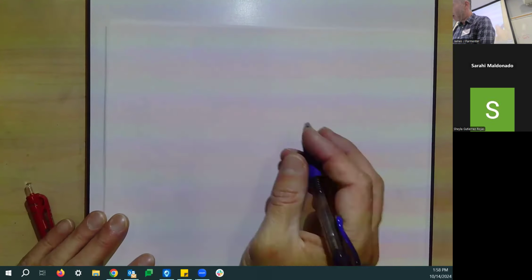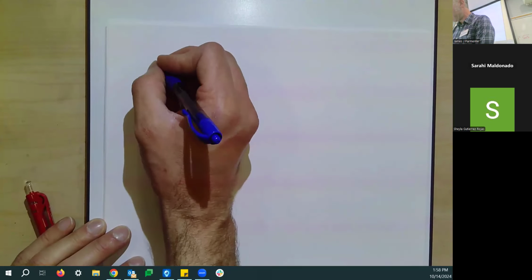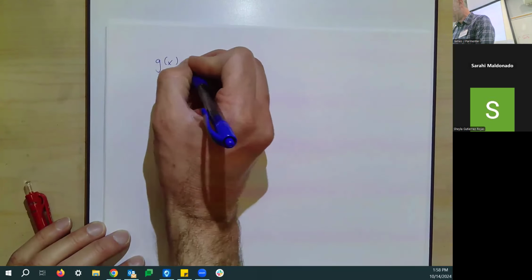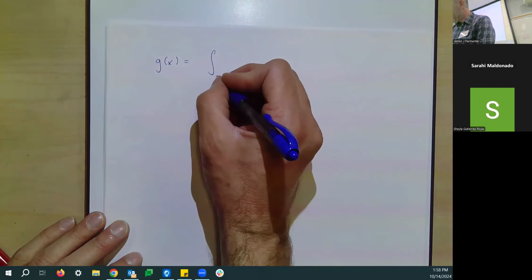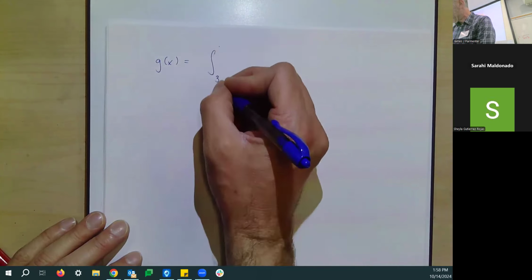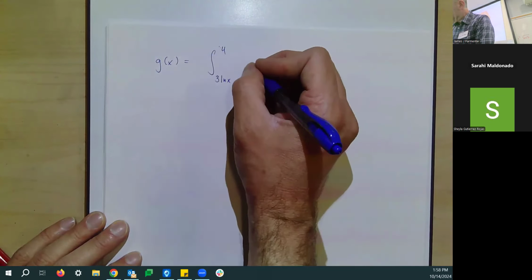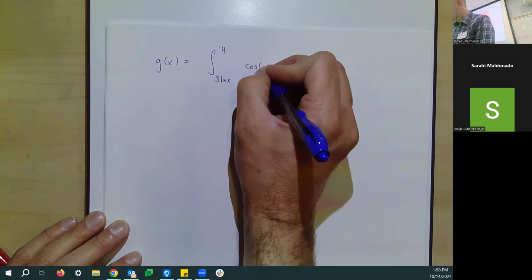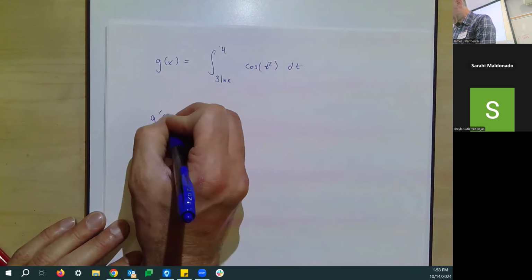We'll do one more. Fundamental theorem of calculus part 1. So if your g of x is equal to the integral from 3 natural log of x to 4 of cosine of t squared dt, let's make it exciting, what's g prime of x?